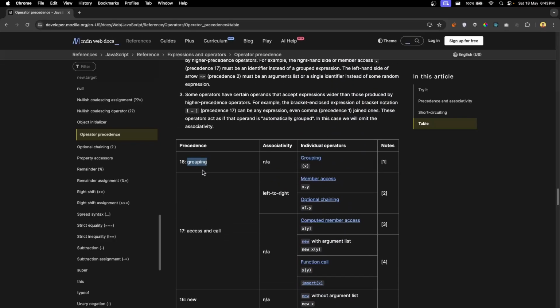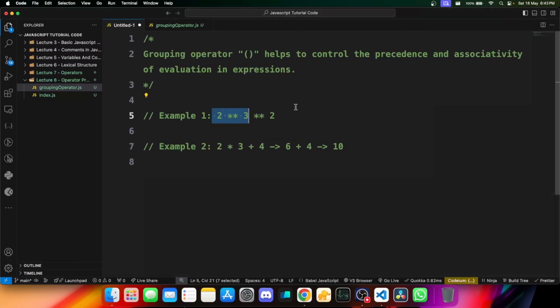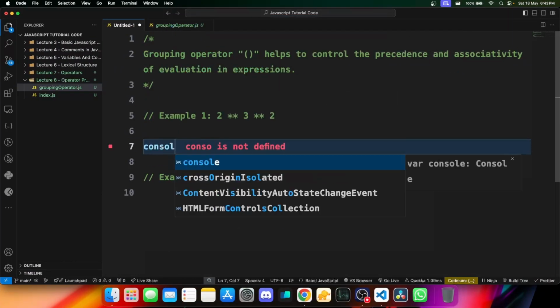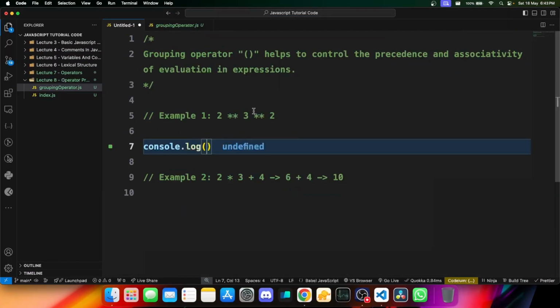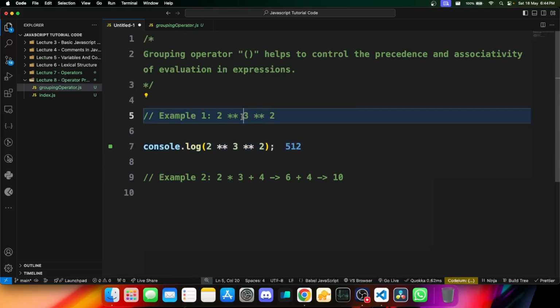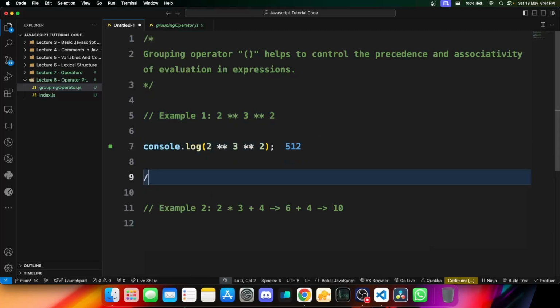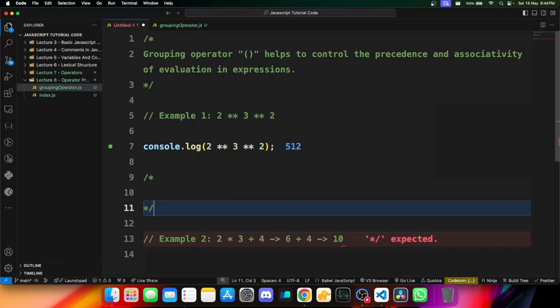If you wrap any expression with the grouping operator, that would automatically turn into a higher precedence operation, and then that has to be solved first. So if you do it normally over here, that would basically give you this result. Now, how can you do it so that you first have this, and then this is raised to the power of 2? For that, let's write a comment and discuss it there.